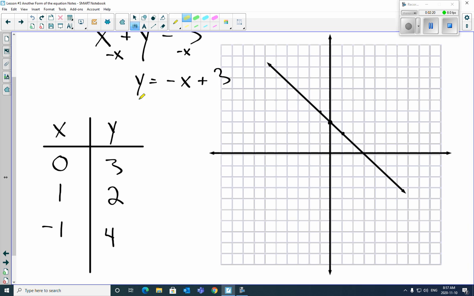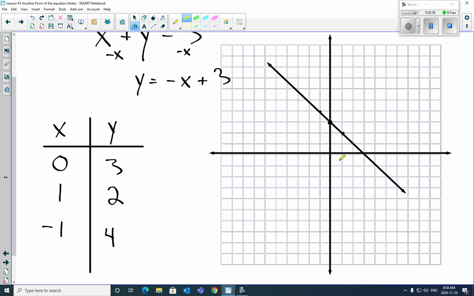And then we do 1. So y equals negative 1 plus 3, which is 2. And then we do negative 1. Y equals negative 1 times a negative is a positive, so we end up with positive 1 plus 3 is 4. Then put them on the graph. Remember, we start at the origin, and then do your x's first, then your y's. So the first one, 0, 3.